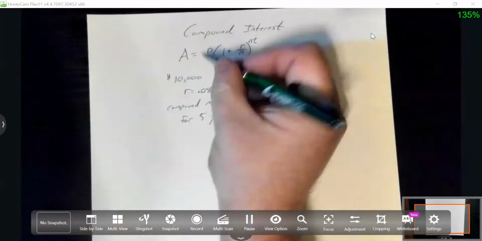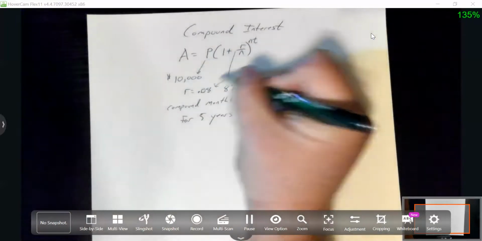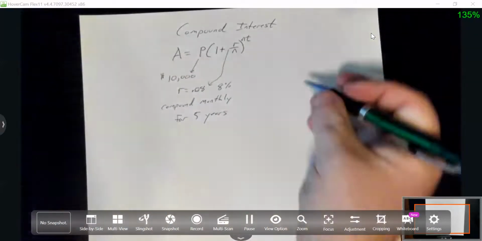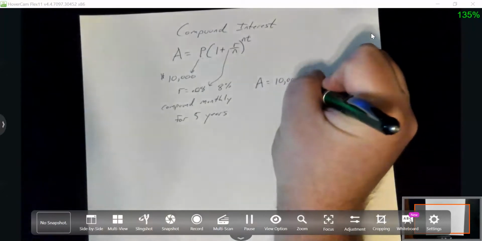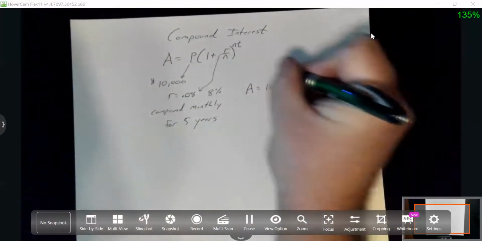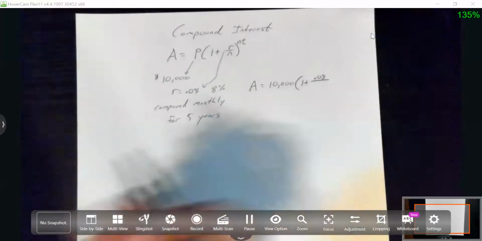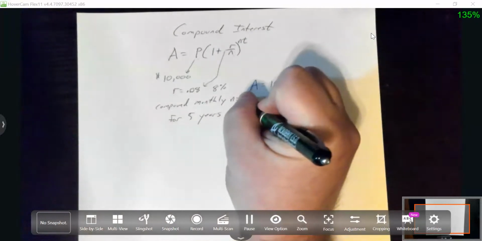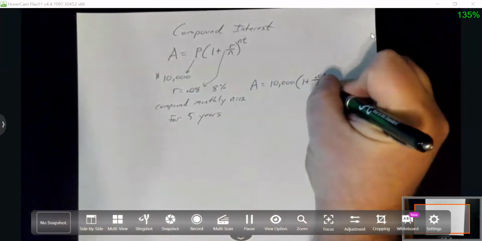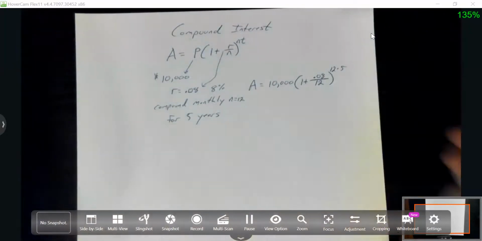We can plug it in. So P is the initial amount invested. R is the interest rate. Those are the easy ones. N is the one I find people most often mess up. So the amount that we'd have in the account is $10,000 times 1 plus our interest rate of 8%, so 0.08, over N. If it's compounding monthly, what we need to do is ask how many times does that happen in a year. So if it's compounding monthly, then N would be equal to 12. So I plug in a 12, raised to the N times the number of years, 5.